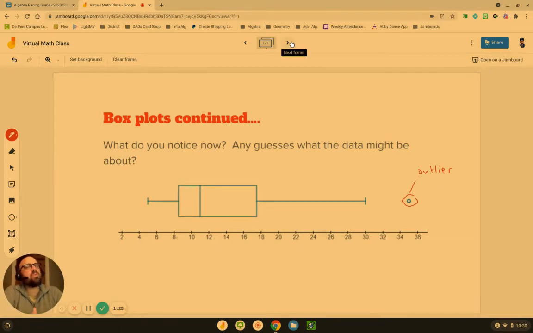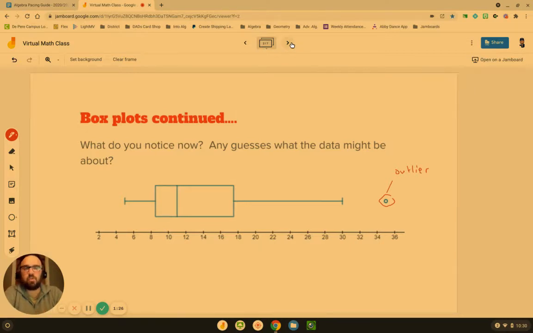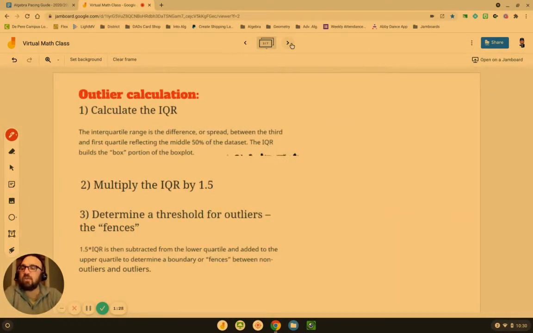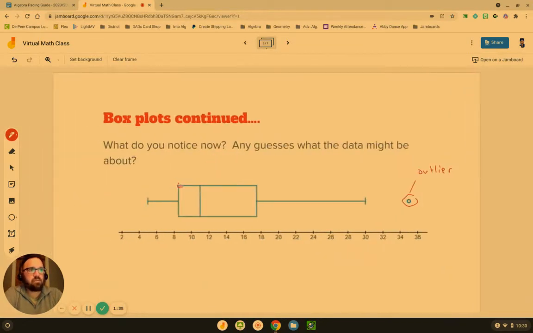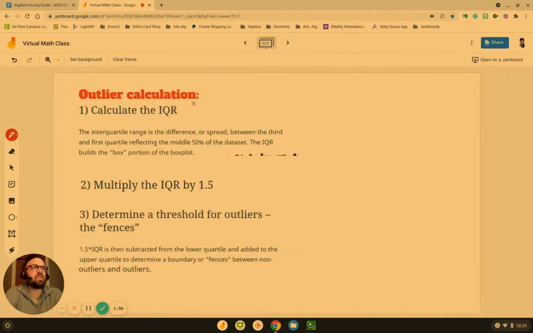I'm going to quickly go through how we can calculate, because there's a mathematical way that we can actually calculate an outlier. And that's by doing the following. We calculate the IQR, which is the interquartile range. So we identify how far is it from Q1 all the way up to Q3. How far away are they? And this one looks like it's about 8.5 to 17.5. Roughly 8.5 to 17.5. So that would be an IQR of 9 on that other slide.